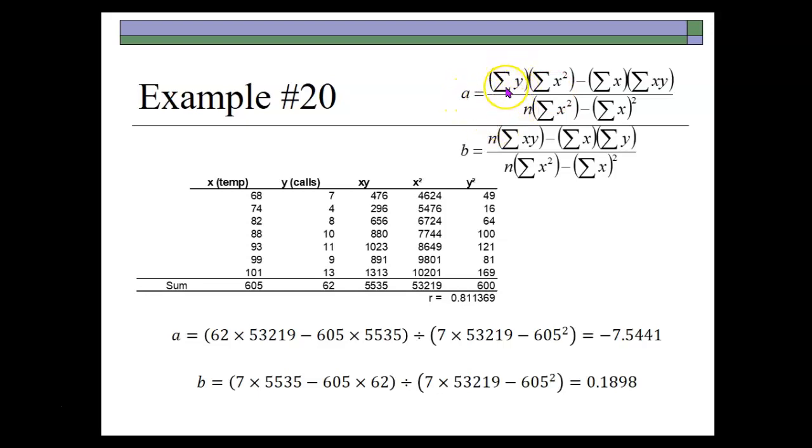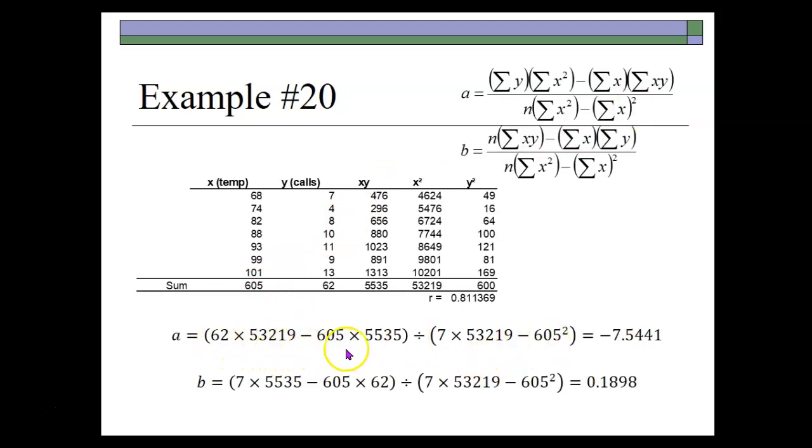To calculate A, we would take the sum of y, which is 62, times the sum of x squared, which is 53,219, minus the sum of x, which is 605, times the sum of x times y, which is 5,535. That would be the numerator. The denominator would be n, which is how many data points we have. Here that's 7, times the sum of x squared, which is 53,219, minus the sum of x squared. So that would be 605 squared.